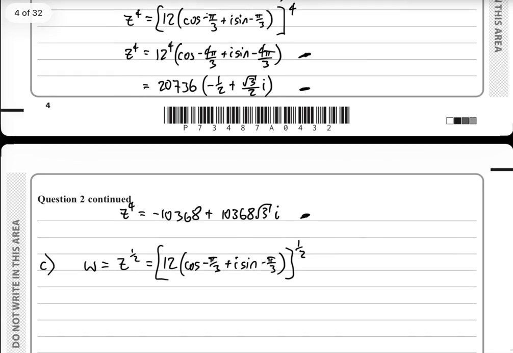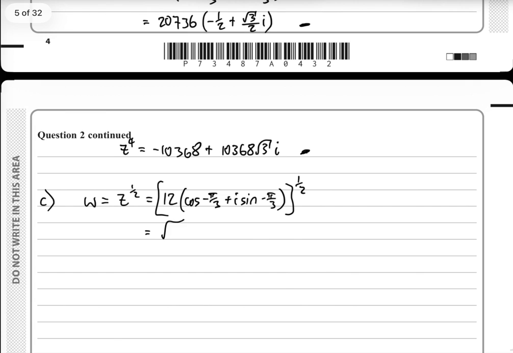power half, and then we do the same thing. So that becomes root 12, minus pi by 6.